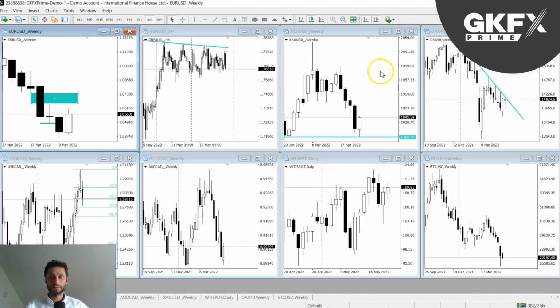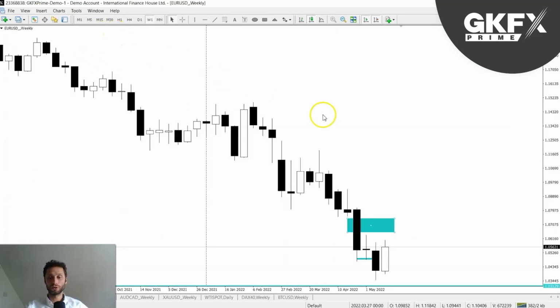And I'm going to have a look at a few markets this week. Again, as always, a little pick of currencies. I've got gold, indices, and oil as well, and we'll finish up with Bitcoin. So let's begin with the euro dollar.